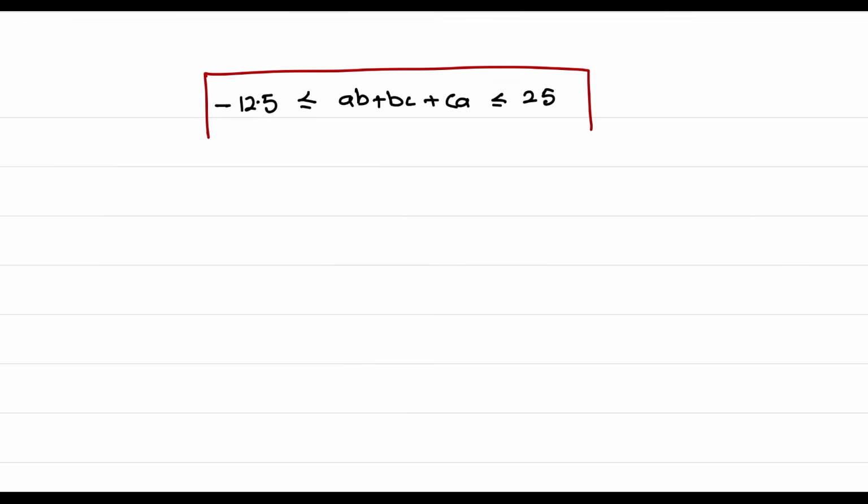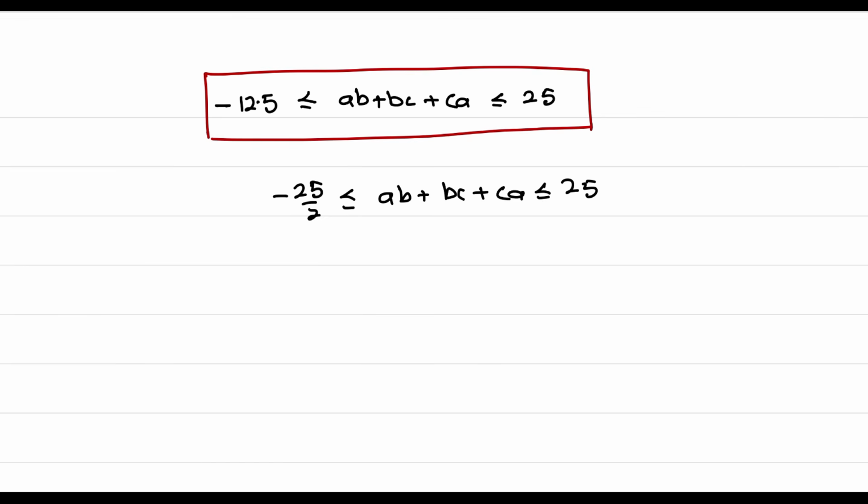Then the range: minus 12.5 is less than or equal to ab plus bc plus ca, which is less than or equal to 25. This is the answer. It can also be written as minus 25 by 2 less than or equal to ab plus bc plus ca less than or equal to 25.